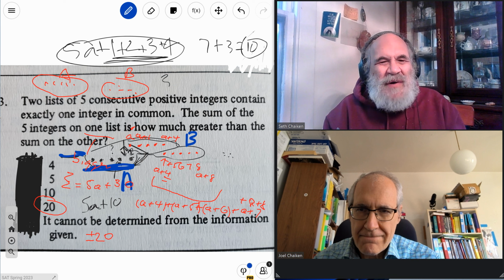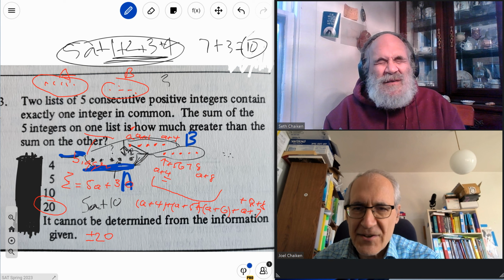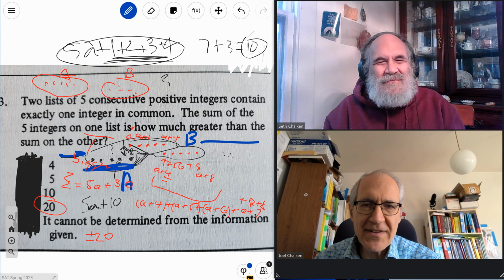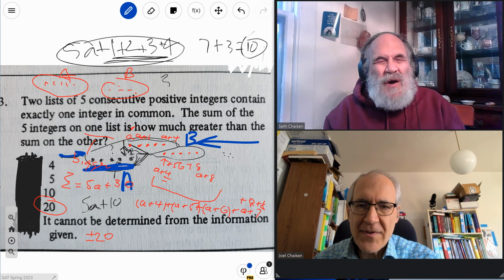We know nothing about which one has bigger numbers. How much is the sum of the numbers in one list greater than the other list? Well, it depends on the order, which is greater. And then they'll tell you in the question that you're going left or right. It's just implied that you're going left or right. You can also go right to left, at which point it cannot be determined from the information given.